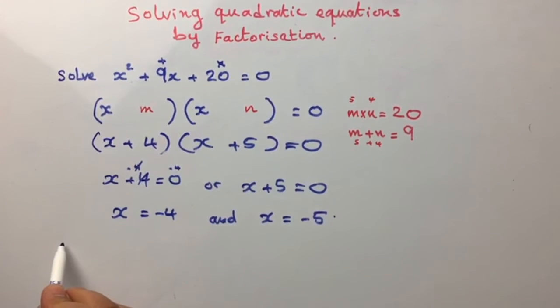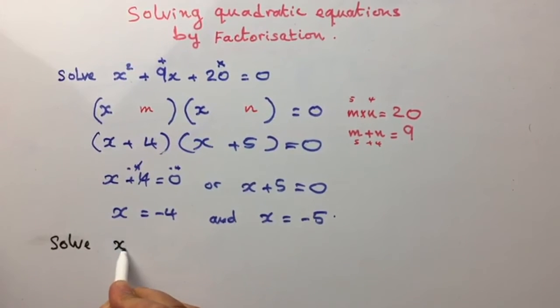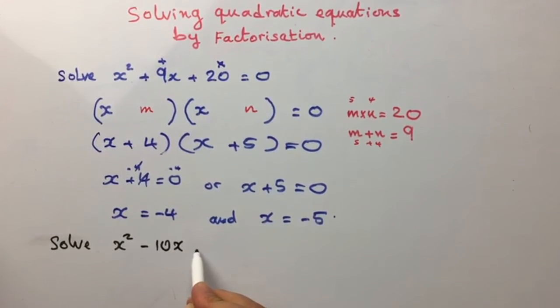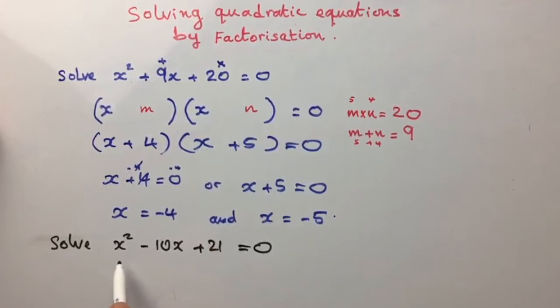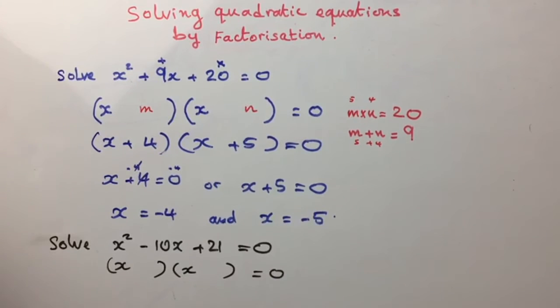So let's do another one quickly. Let's say solve x squared minus 10x plus 21 equal to 0. All right, so here you do it the same way as before: open two brackets, put x in each bracket, and try to find the two numbers m and n.